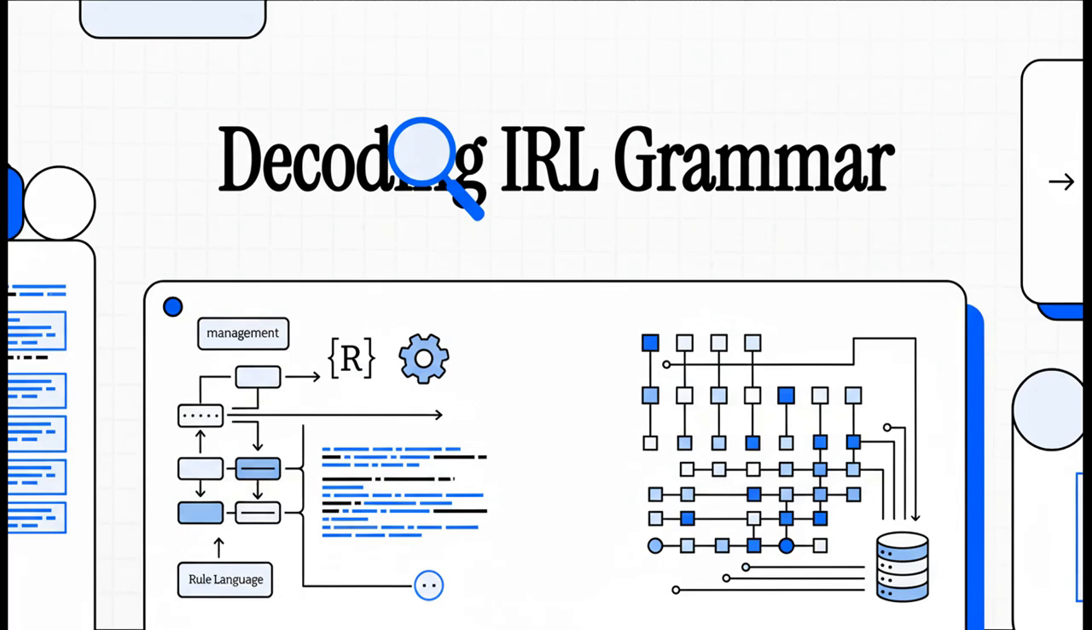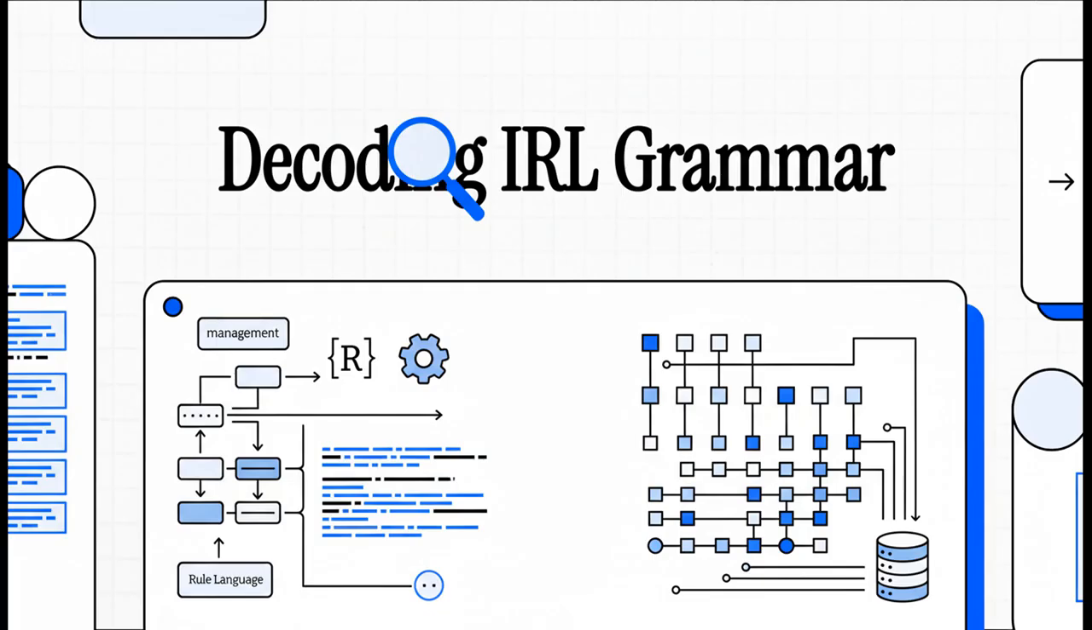If you've ever worked with decision management, chances are you've bumped into the ILOG Rule Language, or IRL. And yeah, at first glance, it can look a little intense. But its grammar is actually super logical once you break it down. So in this explainer, we're going to do just that: decode the grammar and give you the tools you need to read and write IRL with confidence.